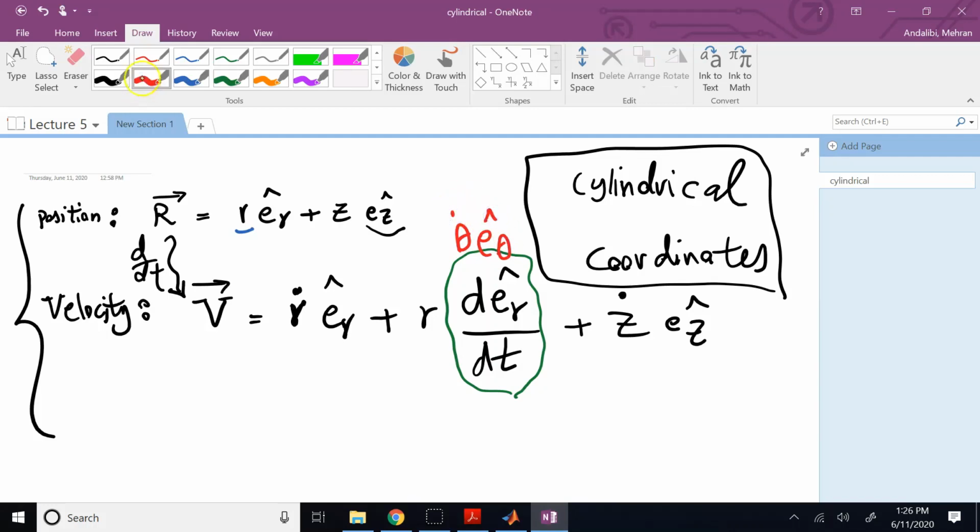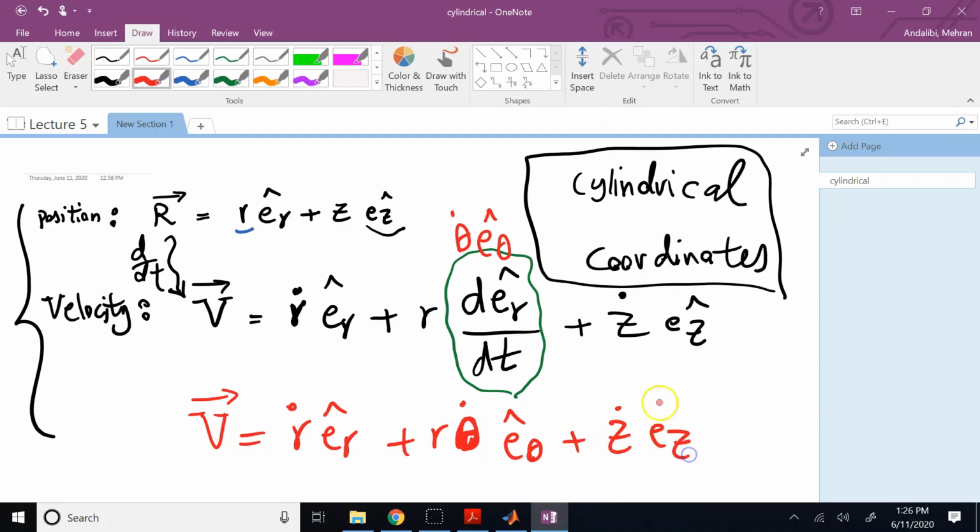So now if we simplify it, what would we get? We get that velocity is R dot ER plus R theta dot E theta plus Z dot EZ. This is the velocity of the particle in cylindrical coordinates.